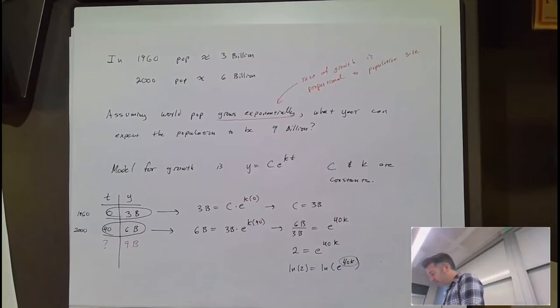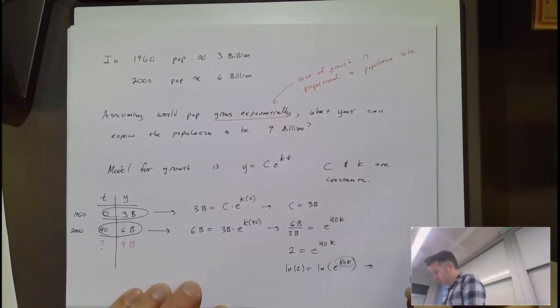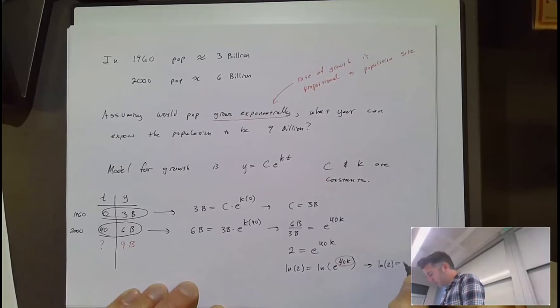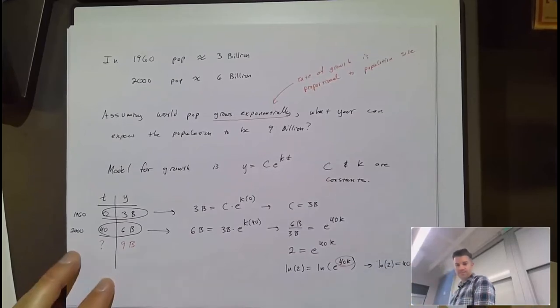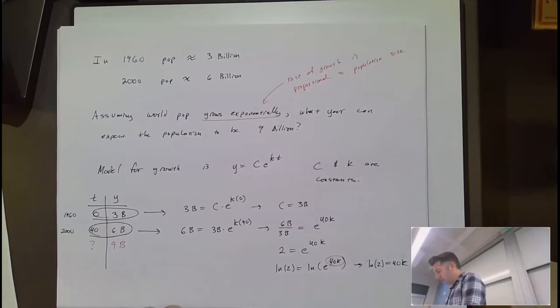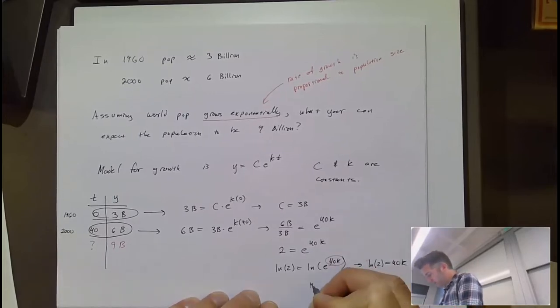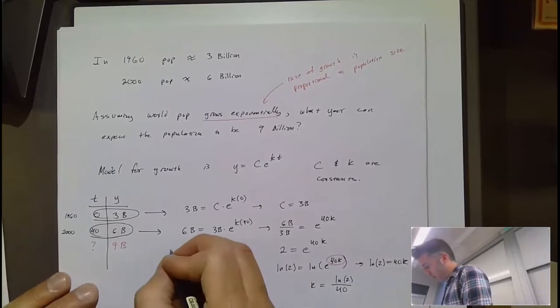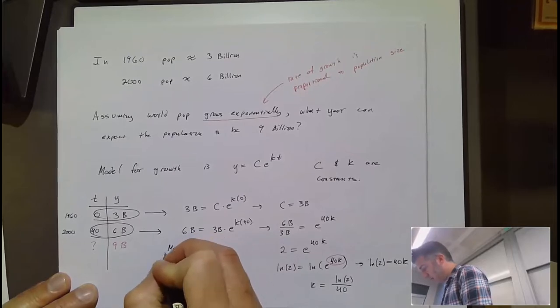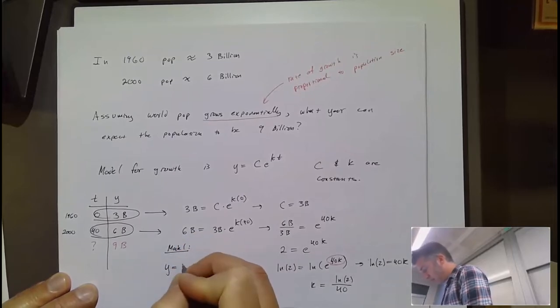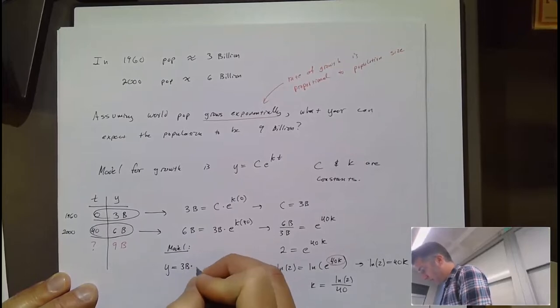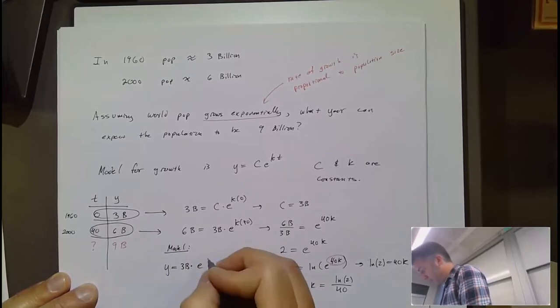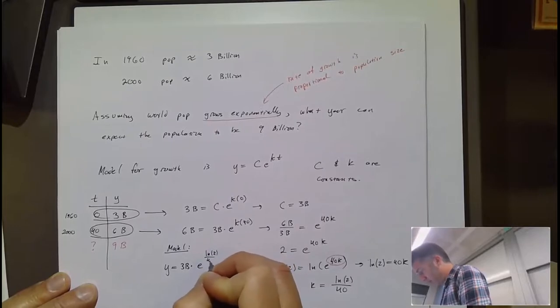So we're going to get natural log of 2 equals 40k. And then finally, k is equal to the natural log of 2 divided by 40. I shouldn't say finally because we're not done. So there's our model, or I should say our model for growth is y equals 3 billion times e to the k, which is natural log of 2 over 40 times t.